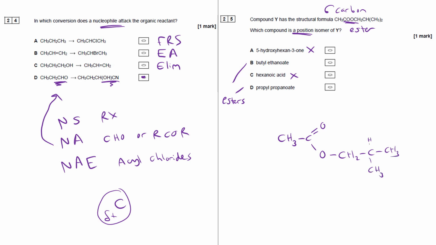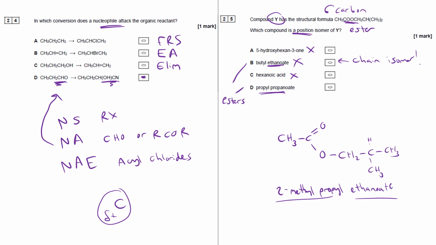So that'd be 2-methyl propyl ethanoate. So it cannot be B because that's still an ethanoate. What they've done from compound Y in the question, compound B, is they've given you a chain isomer, not a position isomer. D is correct because it's still an ester, but it's not just a chain isomer. They've just moved the position of the functional group.